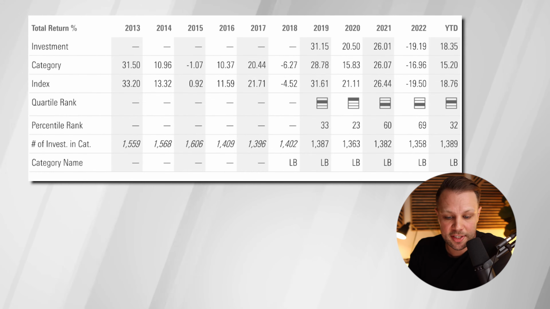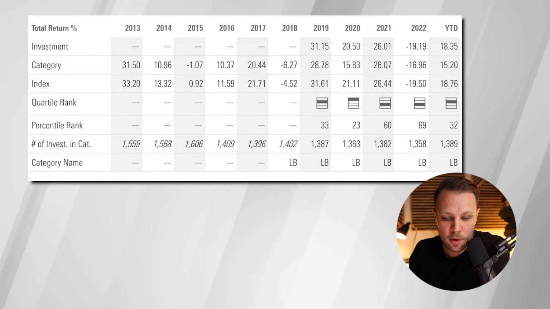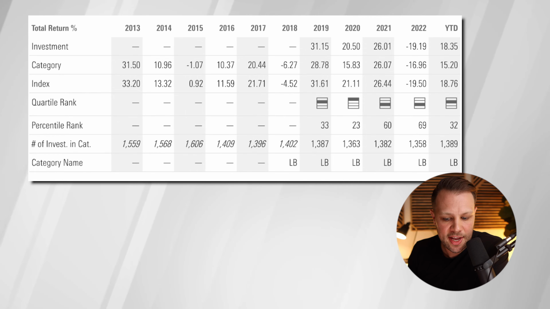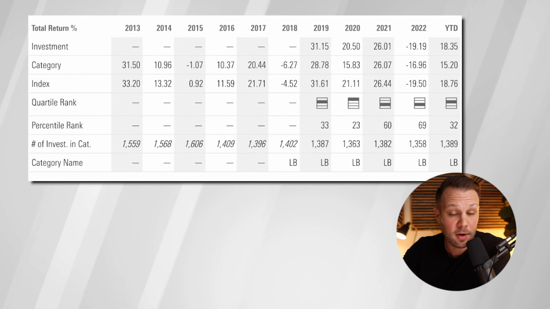It's had great returns since 2019 when it started, 31.15% in 2019. In 2020, 20.50%. 2021 is 26%. 2022, negative 19% in that bear market. And year to date, 18.35% with some great top 10 holdings on this one.